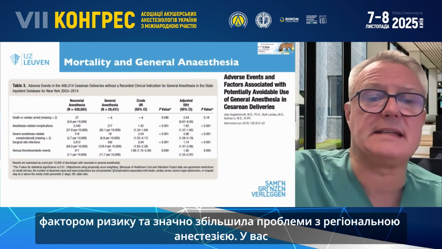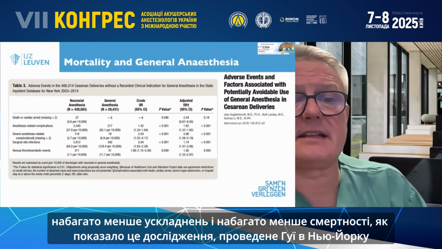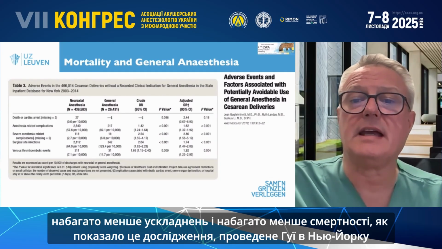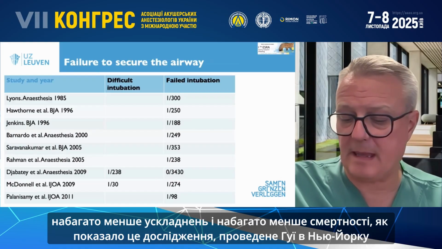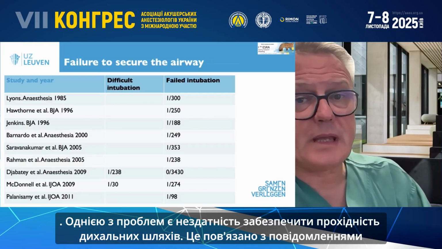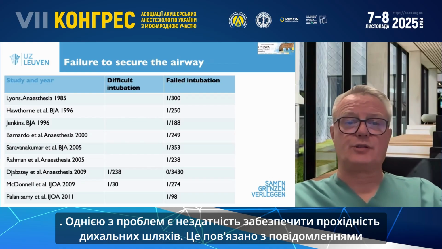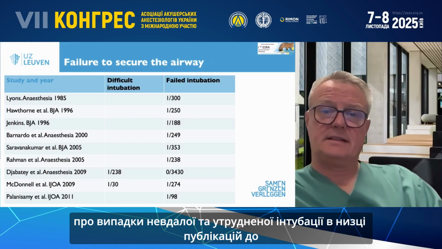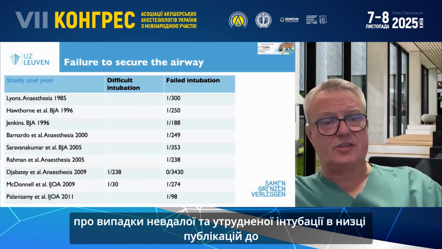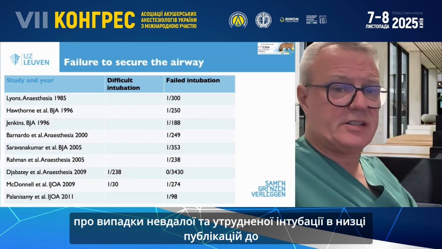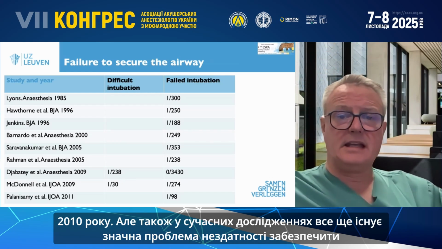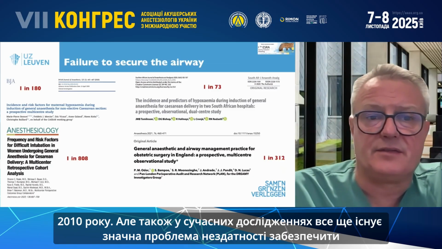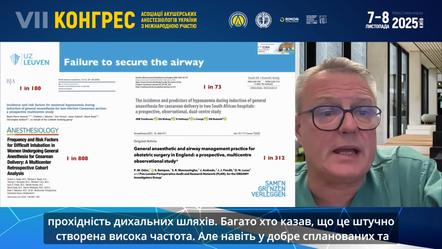With regional anesthesia, you have far less complications and far less mortality, as this study by Guilmotti in New York has demonstrated. One of the problems is the failure to secure the airway. This is the reported incidences of failed intubation and difficult intubation in a number of publications until the 2010 era. But also in modern studies, there is still a significant problem in failure to secure the airway.